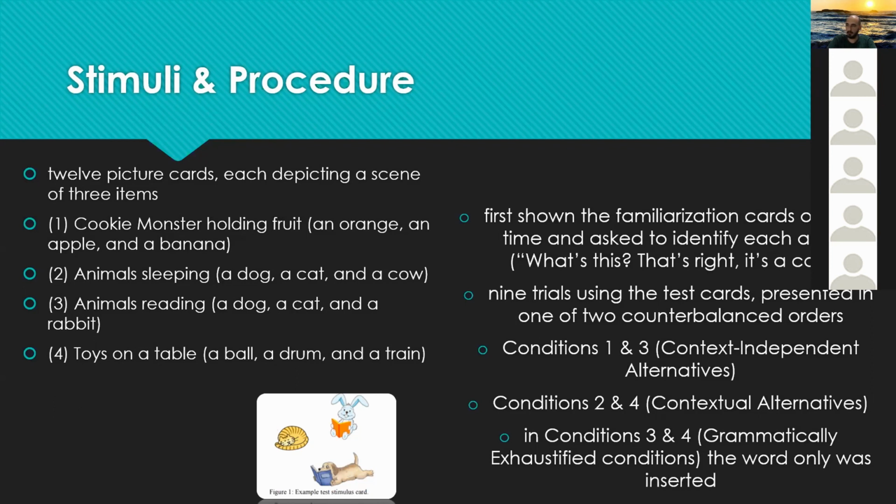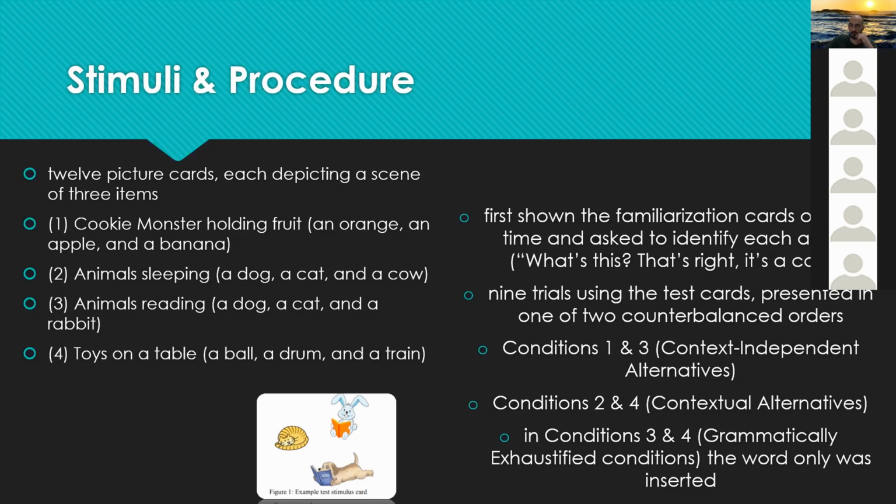In conditions 2 and 4, these were the contextual alternatives, so they just labeled the individuals separately, the animals, the fruits. For example, is the Cookie Monster holding the banana, the apple, and the orange? And all of these conditions were identical, except for conditions 3 and 4. These were the grammatically exhaustifying conditions, and the word "only" was inserted. So for example, are only some of the animals reading, or are only the dog and the rabbit reading?